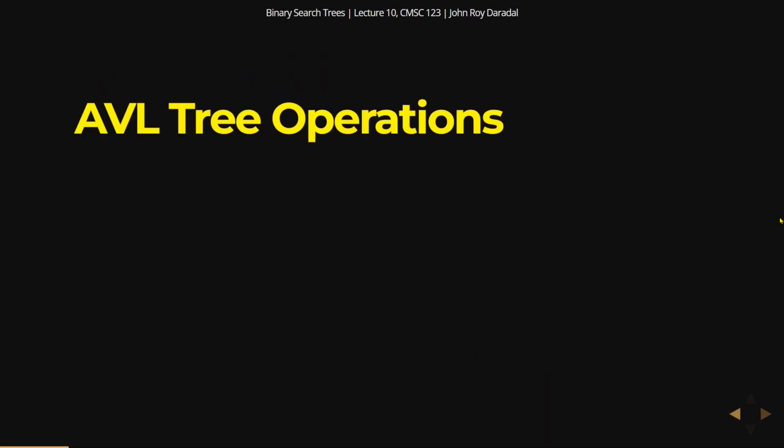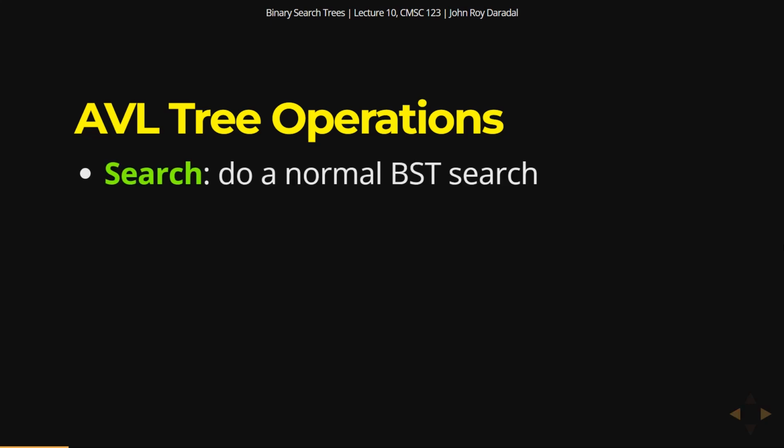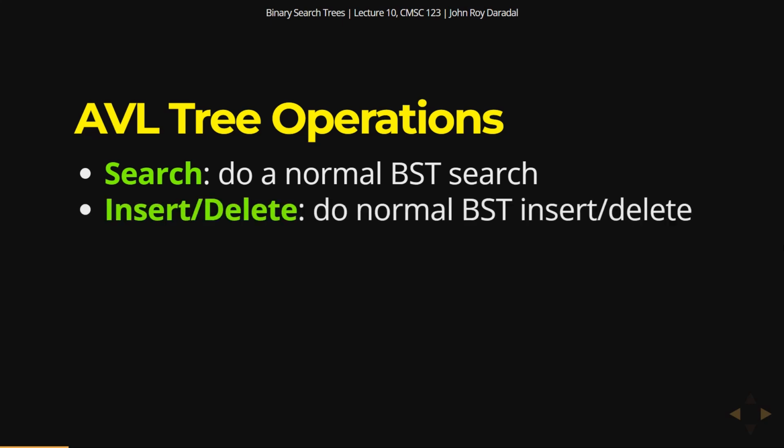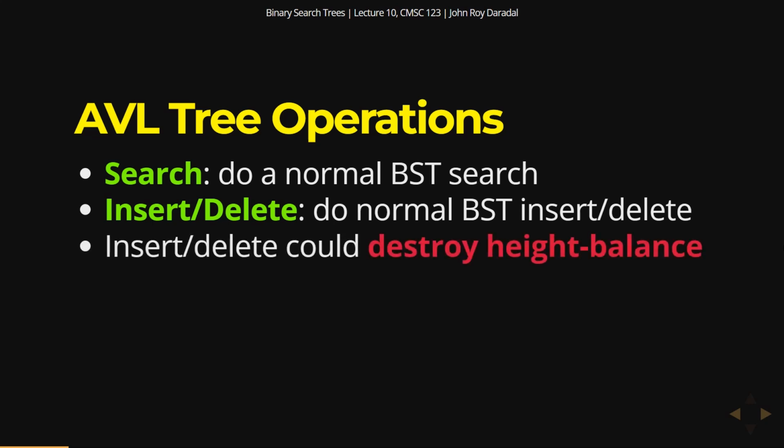So let's take a look at the operations that you can do on AVL trees. For search, it's very similar. It's the same thing as a normal BST search, so you just follow the normal search procedure for BSTs. But for insert and delete, we'll also start by doing the normal BST insert and delete. However, insertion and deletion are actually update operations, right? For insertion, you add more nodes. For deletion, you remove nodes. So this might affect the height balance property, and an AVL tree must always enforce this height balance property.